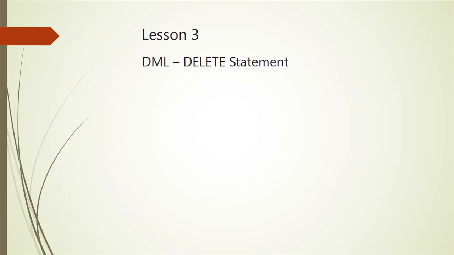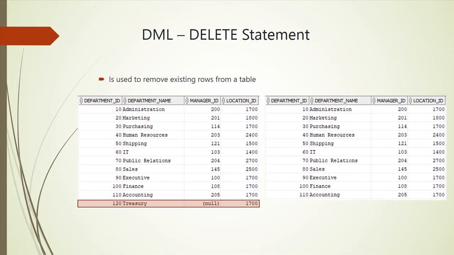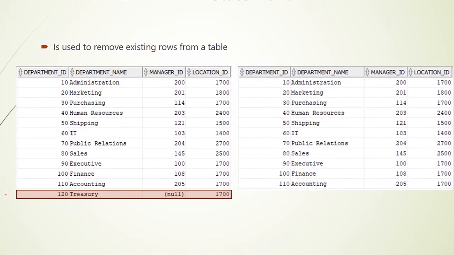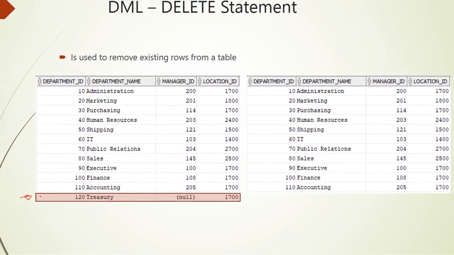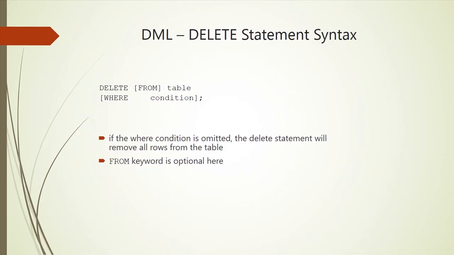Hello everyone and welcome to chapter 11 lesson 3, DML delete statement. The DML delete statement is used to remove existing rows from a table. For example, if we want to remove this existing record from a departments table, you can remove it by using the DML delete statement. How to write a DML delete statement?